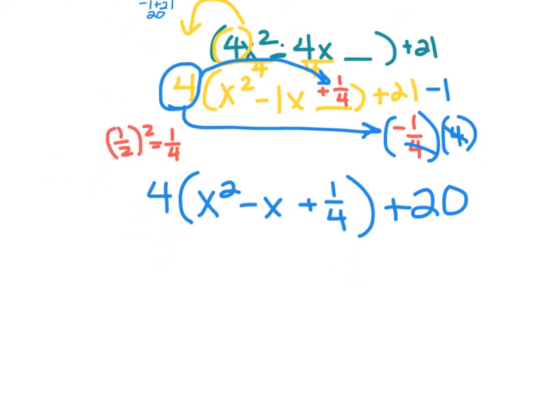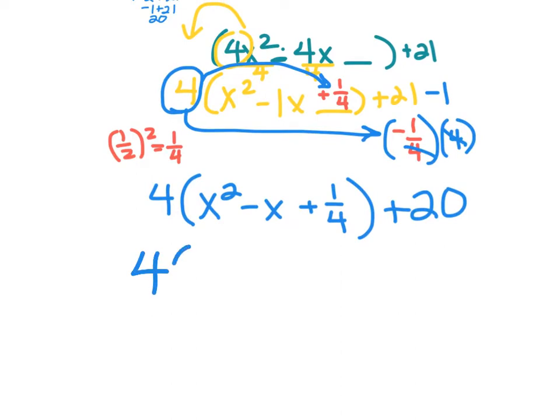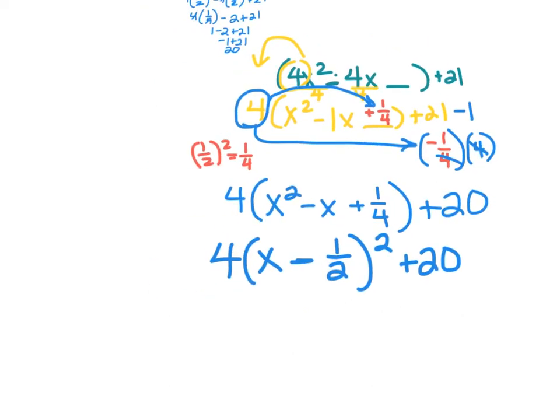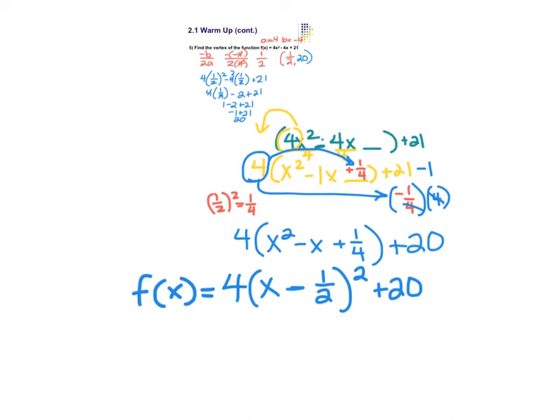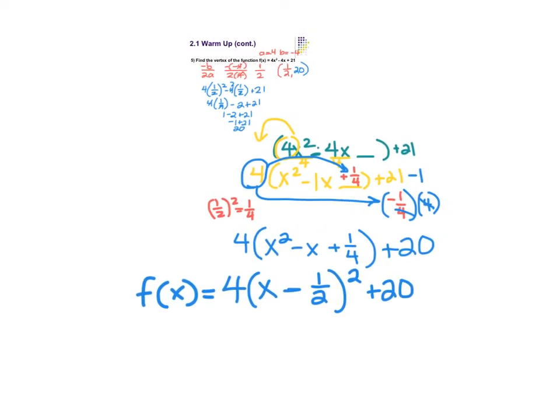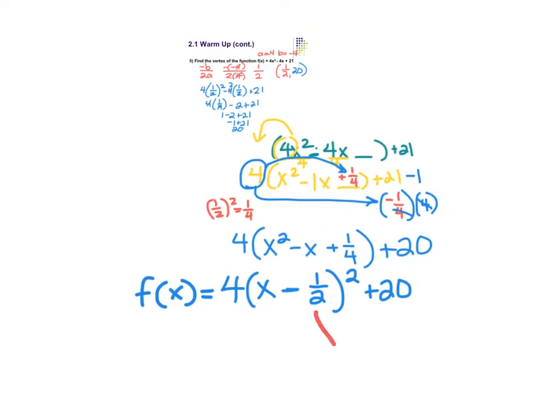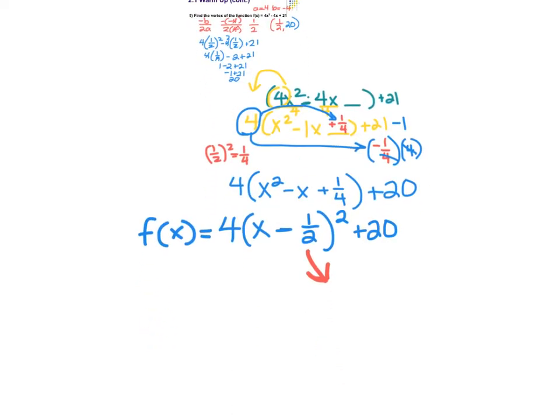I've made the middle my perfect square trinomial, which means I can use the shortcut to factor. Square root the first term, square root the last term, take the sign from the middle, put it in parentheses, square it, and then don't forget your plus 20. So now compare this to what I got from my vertex at the beginning, right? The vertex here, this would be 1/2, 20. You should get the same answer either way, and if you have extra time, that's how you check it.